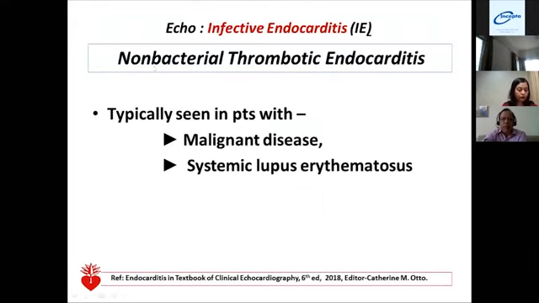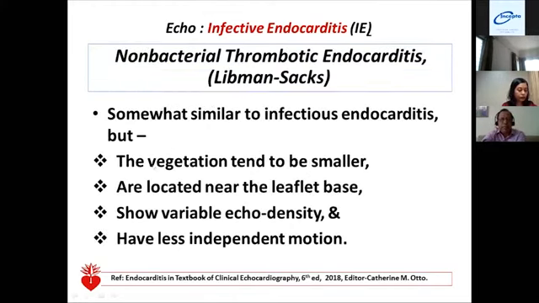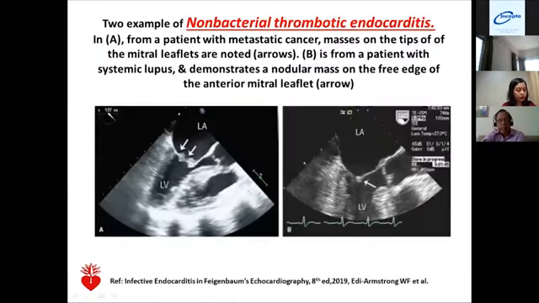Now about non-bacterial thrombotic endocarditis, these are found in malignant disease and systemic lupus erythematosus. And this is the morphological description of non-bacterial thrombotic endocarditis. The vegetations tend to be smaller, are located near the leaflet base, show variable echodensity, and have less independent motion. And this is the picture of non-bacterial thrombotic endocarditis. This is the mitral valve involvement.